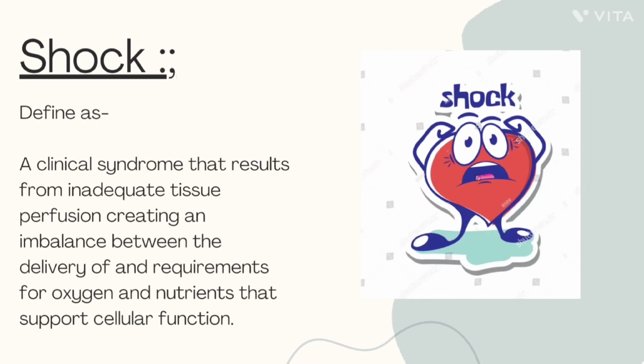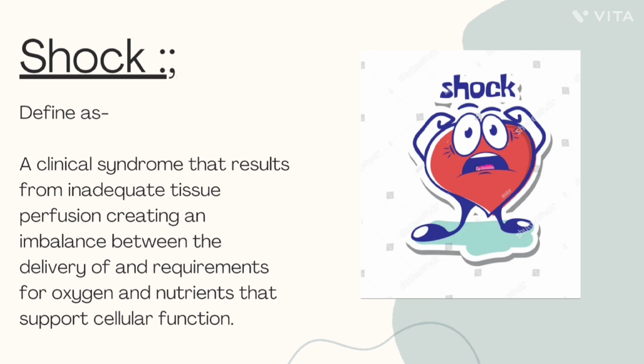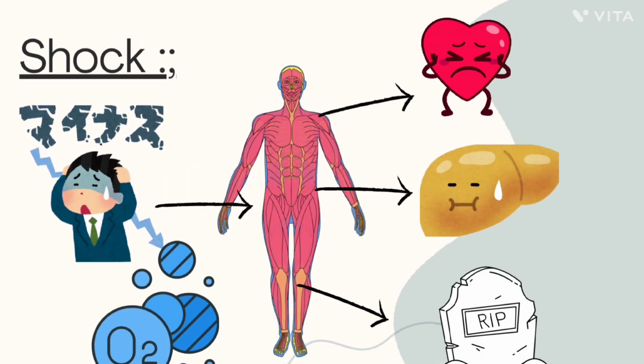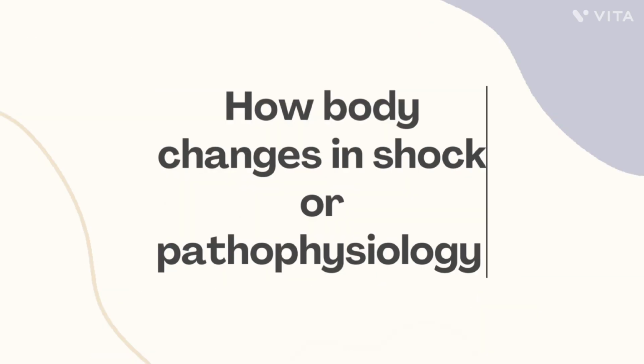So first of all, in topic presentation, you have to define what is shock. A clinical syndrome that results from inadequate tissue perfusion, creating an imbalance between the delivery of and requirements for oxygen and nutrients that support cellular function. So this is the definition. Then after the definition, you can depict this picture which shows how shock affects our organs, and lastly it leads to multi-organ dysfunction syndrome.